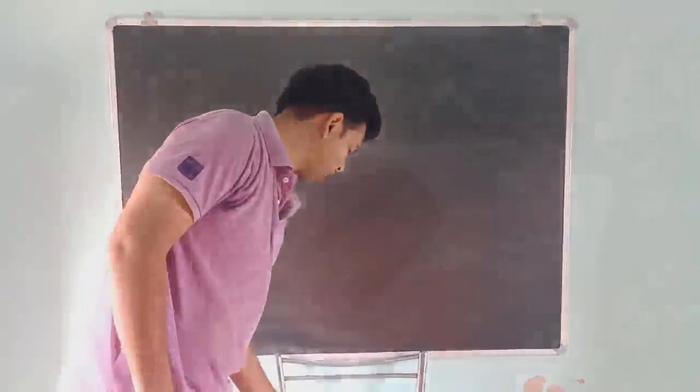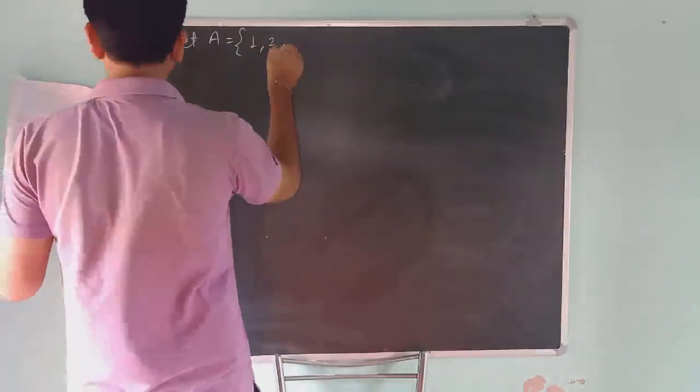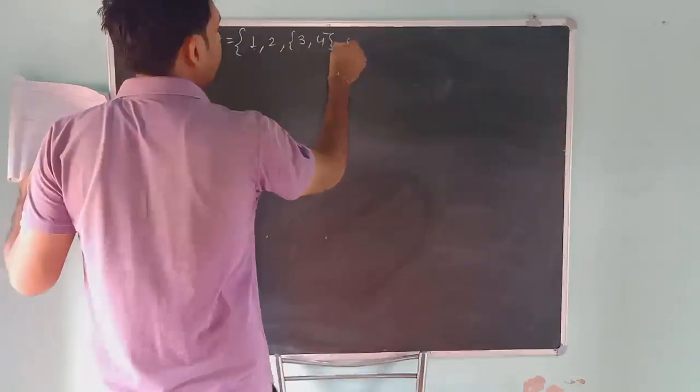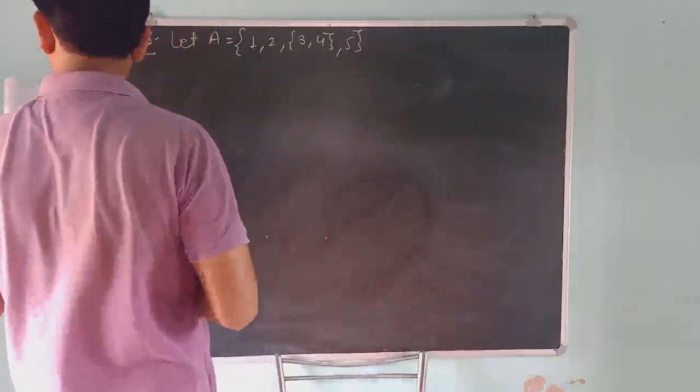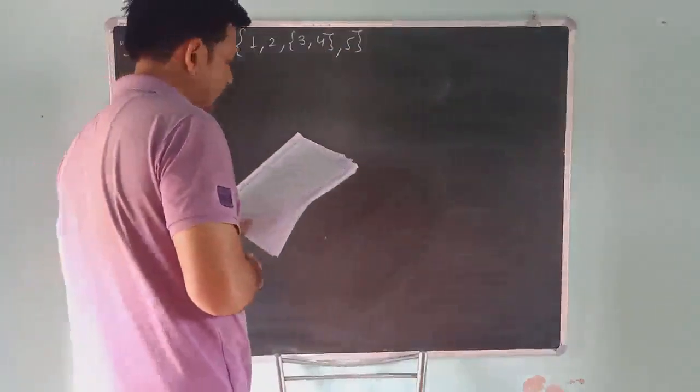Okay students, next question, this is question number three. According to this question, students, we have set A: 1, 2, 3, 4 and 5. Which of the following statements are incorrect and why?